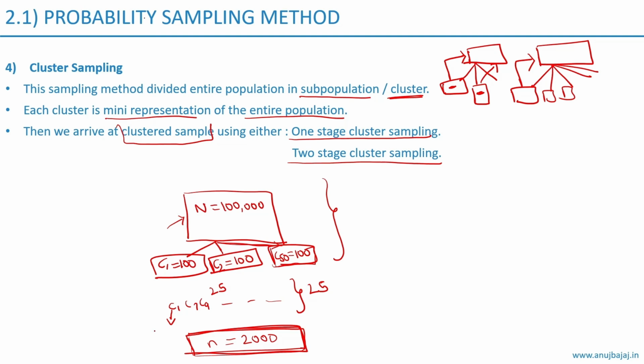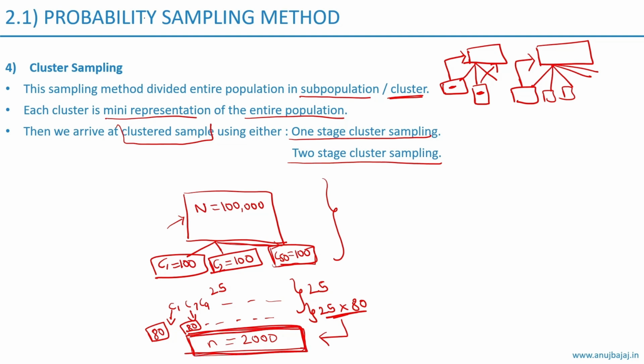Within cluster 1, suppose I randomly selected 80 observations. Within cluster 7, I randomly selected 80 observations, and so on. So I will have 25 clusters, and within each cluster I have randomly selected 80 observations. So this will form my entire sample of 2000 observations.